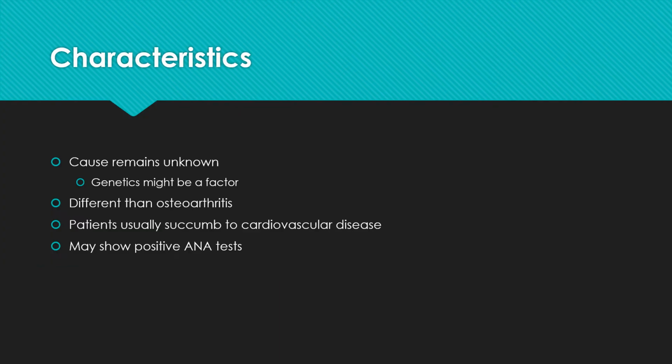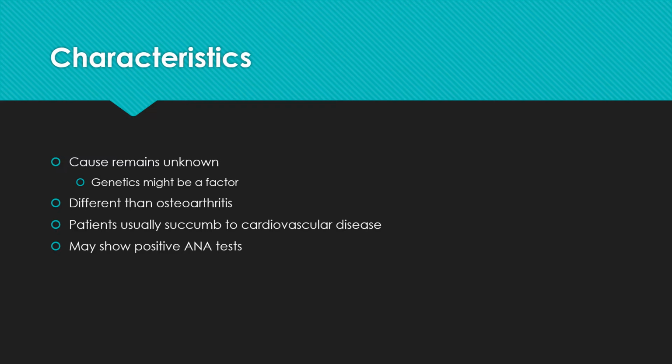Rheumatic diseases are among the oldest diseases recognized, but the cause of rheumatoid arthritis remains unknown. Genetic factors are important and should be considered as a factor. Now, this is different than osteoarthritis, which is arthritis associated with aging, but it does include juvenile idiopathic arthritis, which is basically juvenile arthritis or juvenile rheumatoid arthritis.